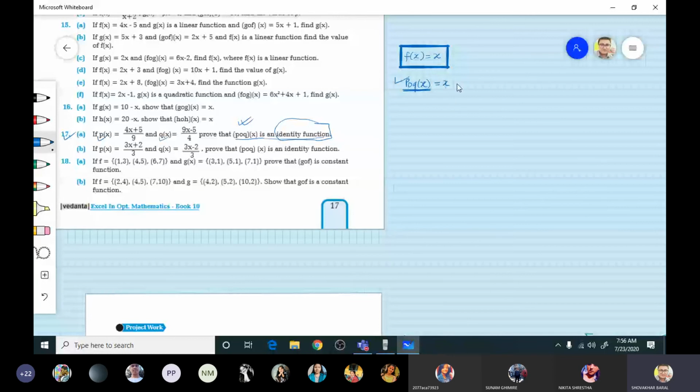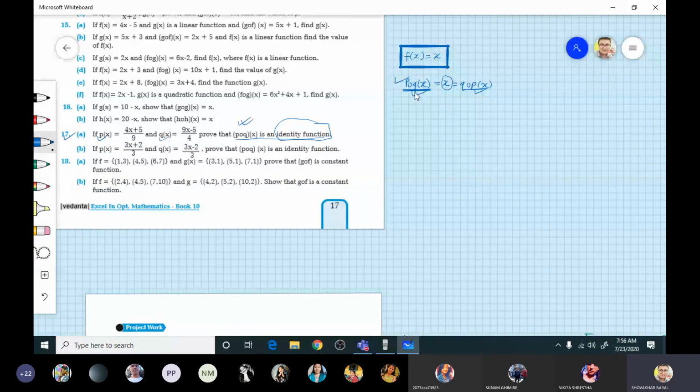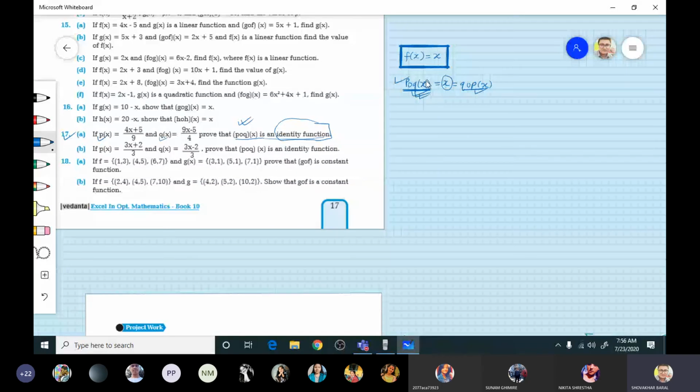In fact, q composite p also will be x. Both p composite q and q composite p will be equal to x. If you solve both, you can find both, but if you are in a hurry then you can just leave it with p composite q of x, but I prefer you to write both p composite q of x and q composite p of x. Okay, let me write it a bit faster. I'm running out of time.